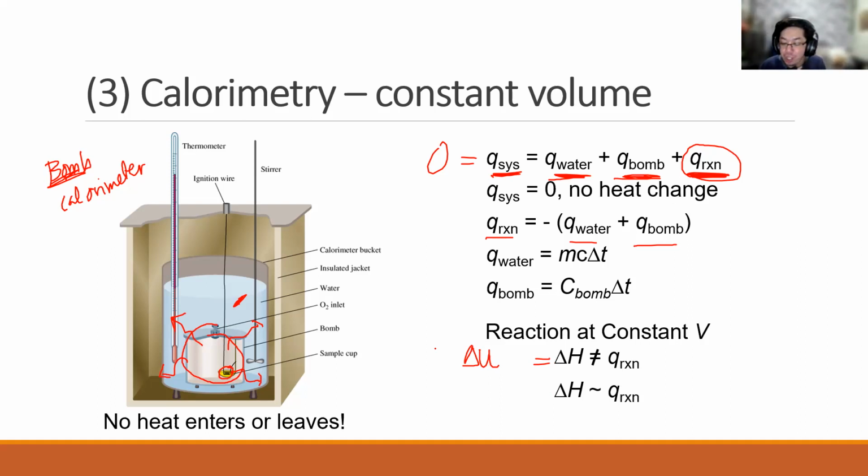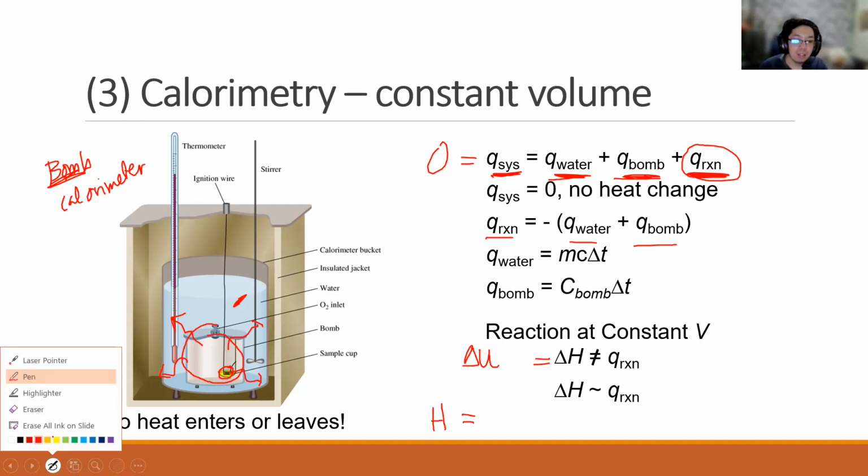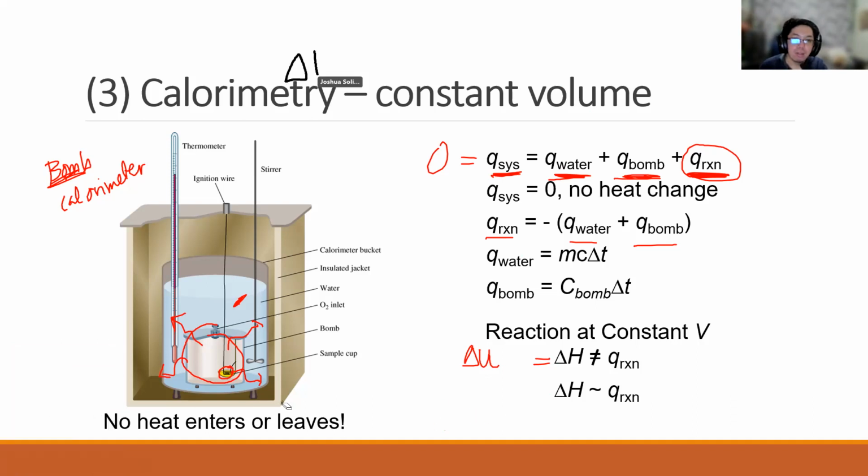But recall, what is the relationship between H and U again? Do you remember the formula? Okay, correct. So, H is equal to U plus PV. Remember that, because later when we get the relationship between H and U, we'll use that equation.